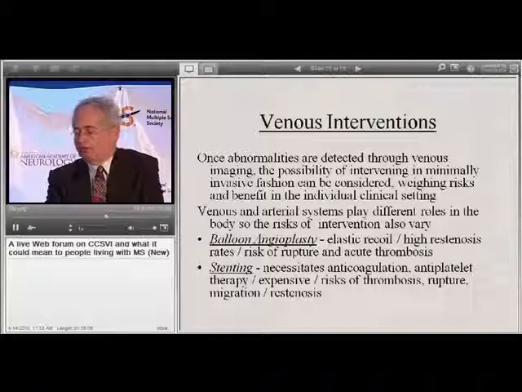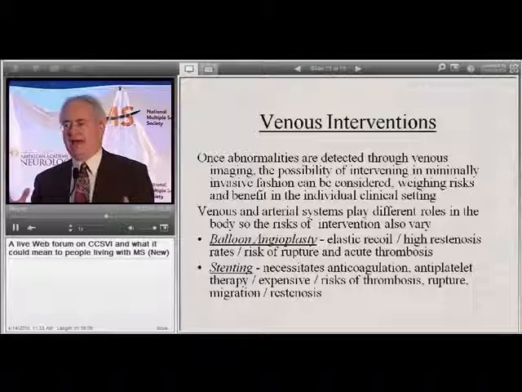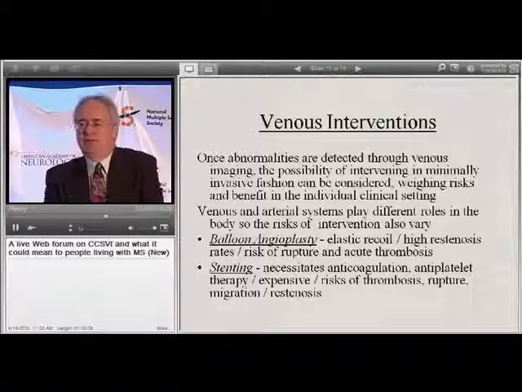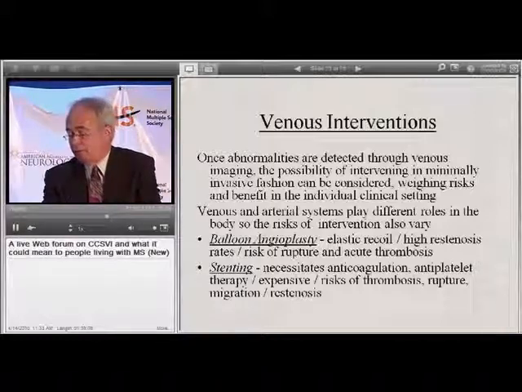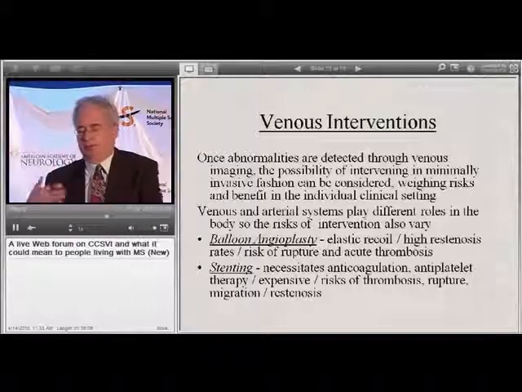That has brought around the use of stents, which are simply metallic meshwork tubes, to hold this elastic structure open. But stents have their own risks. In particular, they require anticoagulation and antiplatelet therapy, with risks of bleeding to the patient. Stents tend to be expensive. And again, there are risks of thrombosis and of stent migration in the venous system, and they do not prevent restenosis, so you can get re-narrowing through the stent.